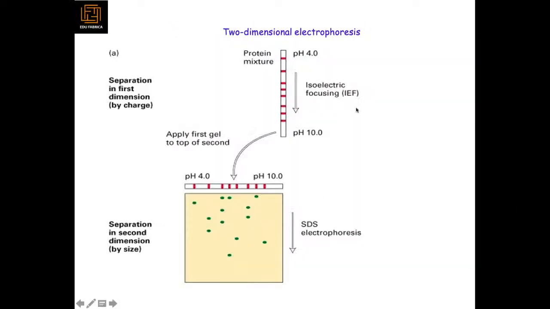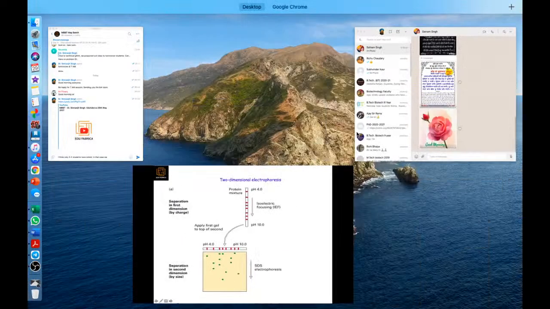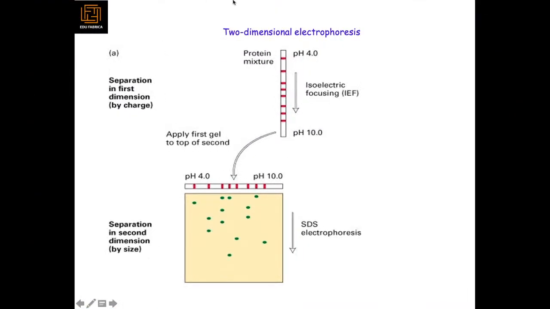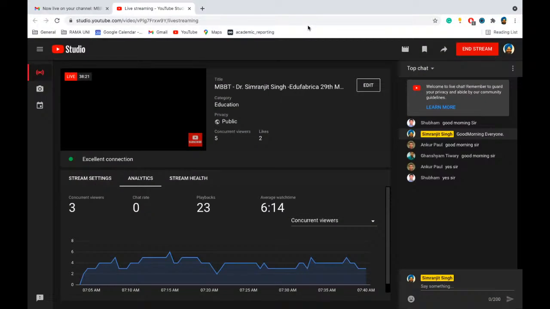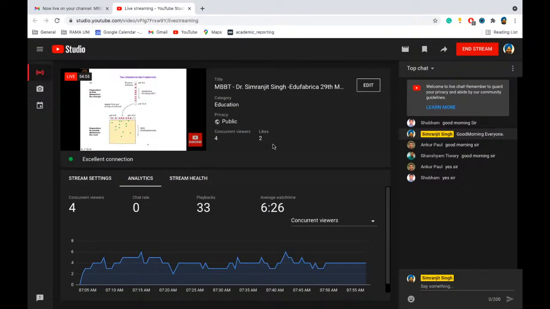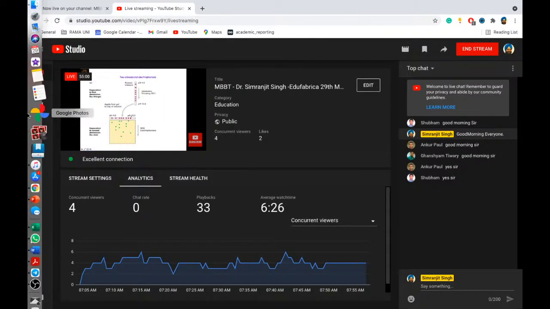So this is how we do the protein. Class, we will do the rest of two-dimensional electrophoresis in the evening class. I can stop it here, and we will see you in the evening then, at 7 p.m. I will write it there.